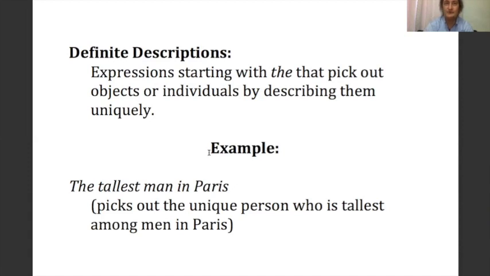You want to know who it names, who it denotes, who it refers to. You find the person who satisfies this property. They are tallest among the men who are in Paris, right?